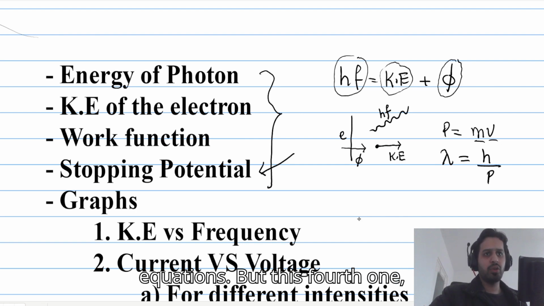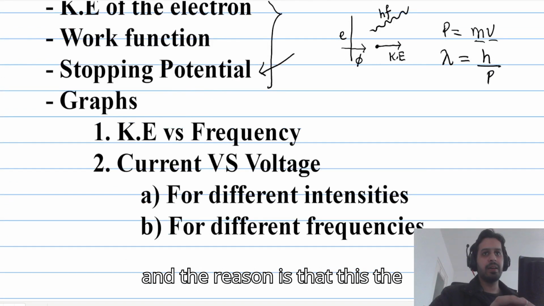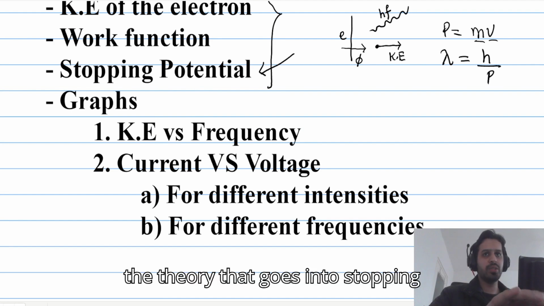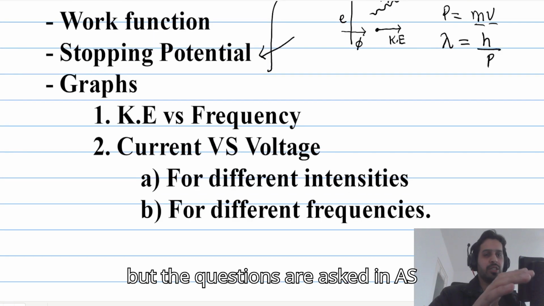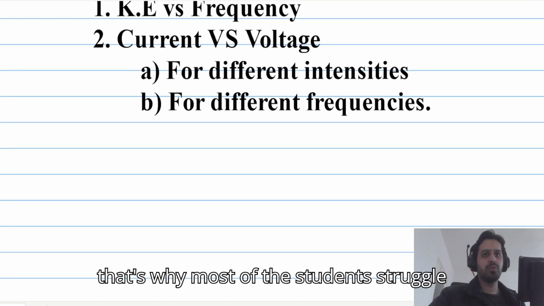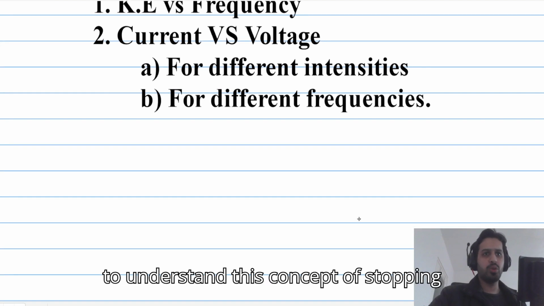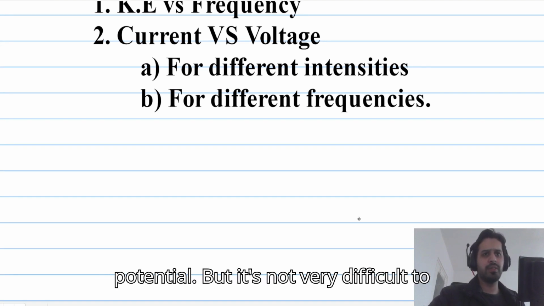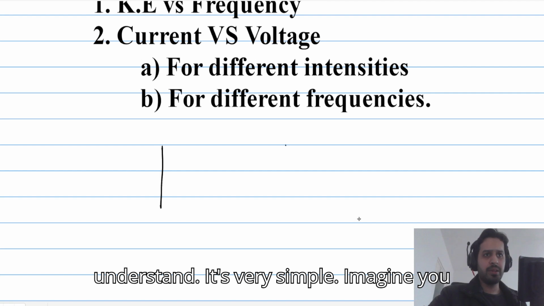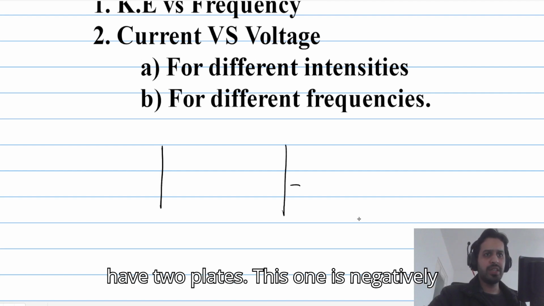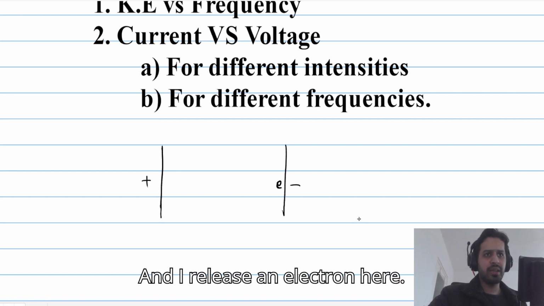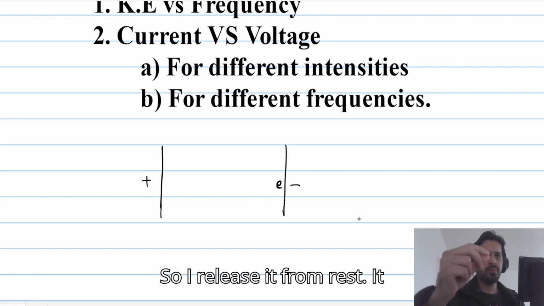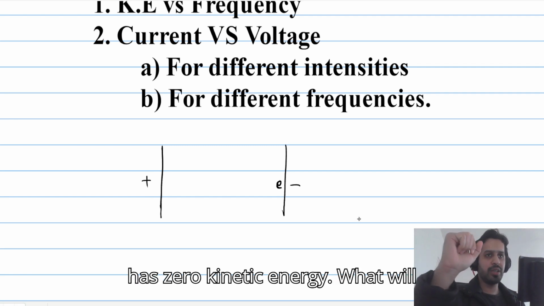But this fourth one, stopping potential, is a bit tricky to understand, and the reason is that the theory that goes into stopping potential is taught in A2, but the questions are asked in AS physics. That's why most of the students struggle to understand this concept of stopping potential. But it's not very difficult to understand. It's very simple. Imagine you have two plates. This one is negatively charged, this one is positively charged, and I release an electron here. So I release it from rest.